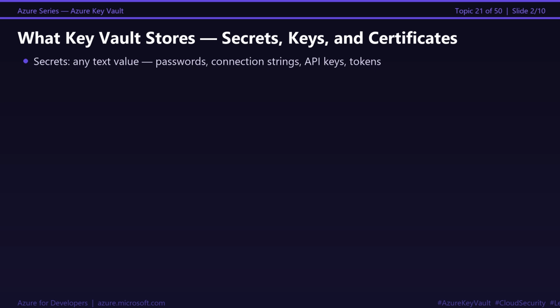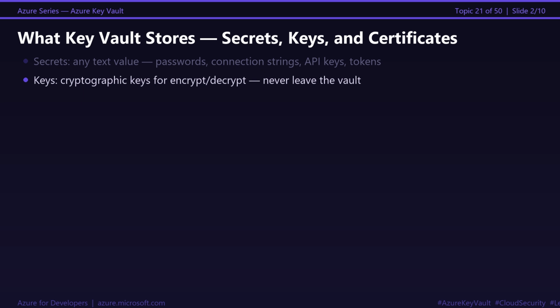Second, keys. Cryptographic keys for encrypting and decrypting data. The crucial difference: keys never leave the vault. Your app asks Key Vault to encrypt something. Key Vault does the operation and returns the result. The raw key material never touches your application.